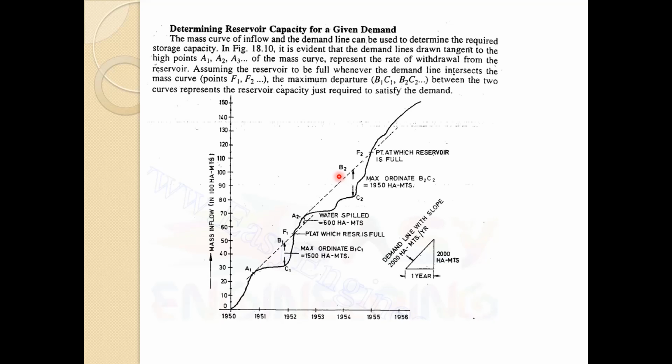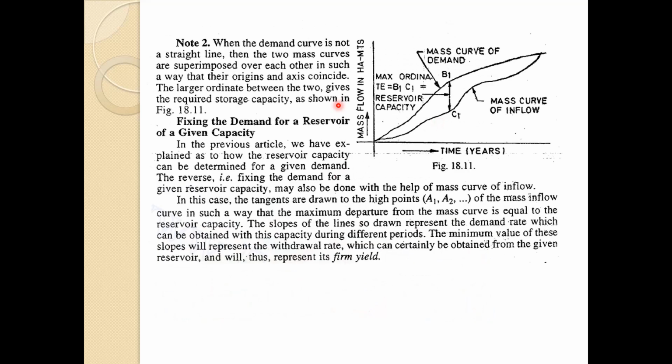When the demand line is not a straight line, two mass curves are superimposed on each other in such a way that their origin and axis coincide. The larger ordinate between the two gives the required reservoir storage capacity. Here you can see this superimposition: this is the mass curve of inflow and this is the demand. The reservoir capacity is this maximum ordinate.